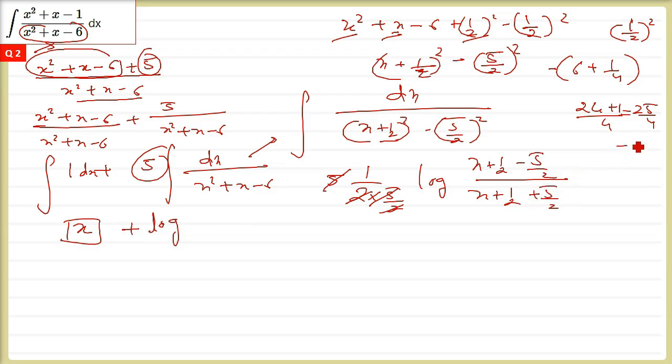What will this be? This will be negative 4 by 2, that is negative 2. The denominator, half plus 5 by 2, is 6 by 2, that is 3. So we have numerator as x minus 2, denominator as x plus 3, and this is in the modulus sign plus constant of integration. And this is the final result of the integration.